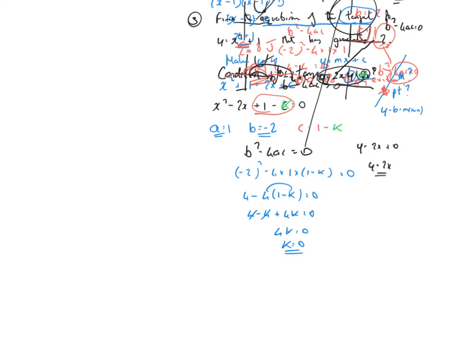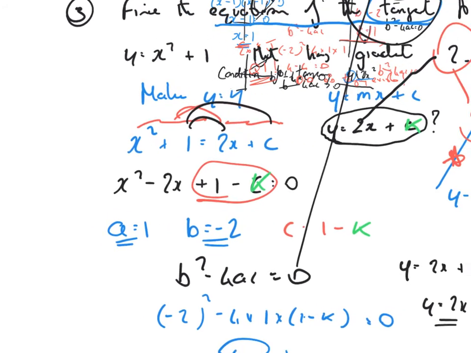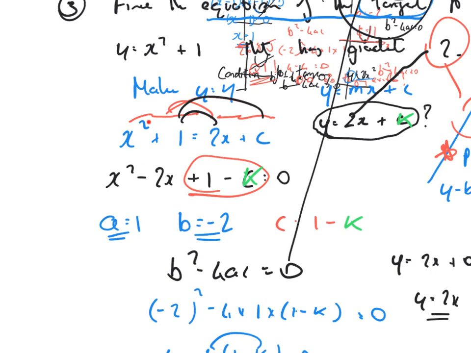Okay, so the next thing that I do is I make y the parabola equal to y the straight line. And again, I'll change that to k. I then bring everything across, make it equal to 0, so it's going to be x squared minus 2x plus 1 minus k is equal to 0. And then it's a equals 1, b equals minus 2, and c equals 1 minus k.